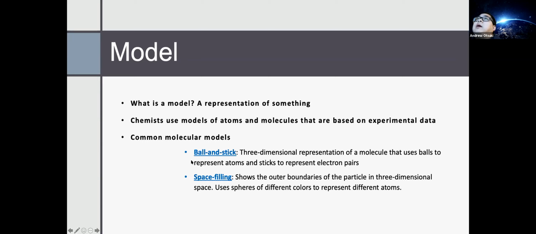So the most common models we use are ball and stick, like the ones you've seen in the model kits, and I'll show you in a minute what they look like. And space filling. Space filling is less common, but they are used to represent proteins and stuff, because in proteins there are a lot of atoms, and it's really complicated if you show the ball and stick model, because it gets a little bit messy when visualizing it.